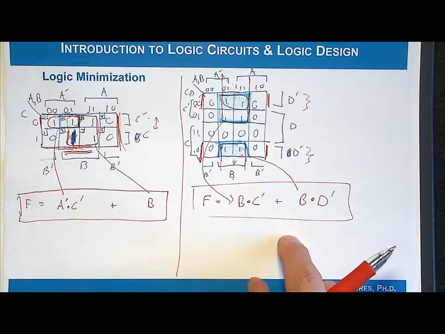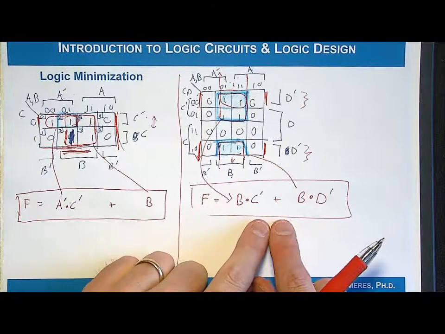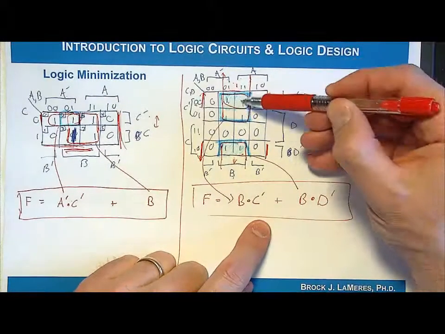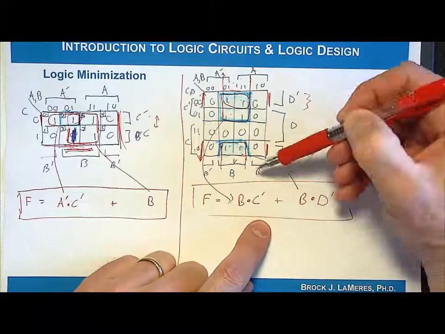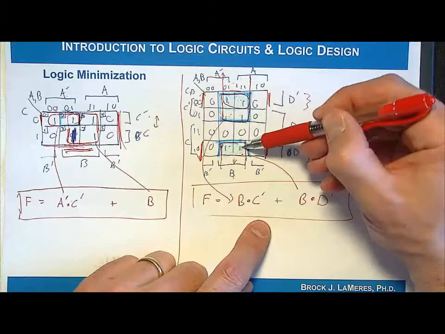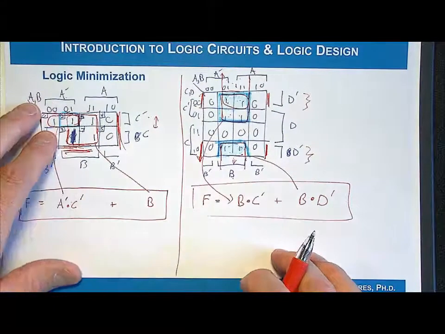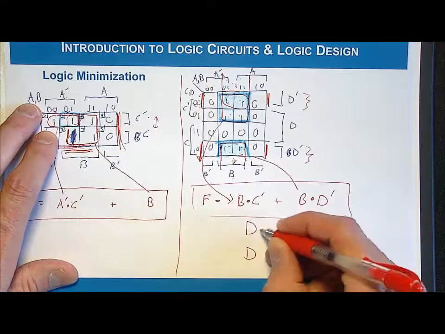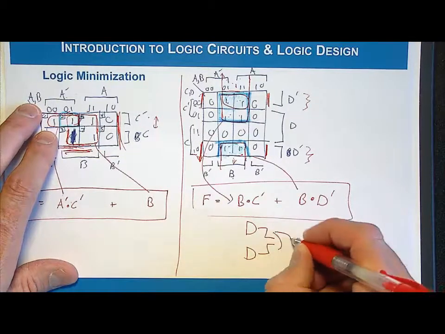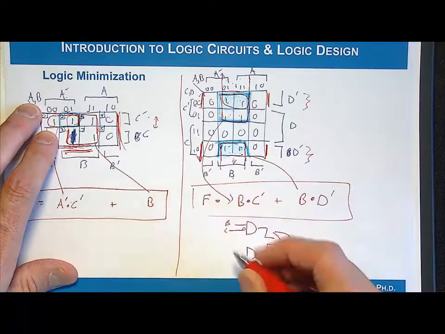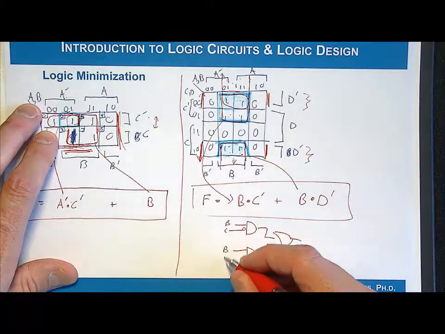Now notice something that's interesting about this. This is a very minimal logic expression, because if I would have done a canonical sum of products, I would have had 6 product terms, each having 4 inputs, and then I would have had a 6 input OR gate. I now have a sum of products, which is simply 2 AND gates feeding into an OR gate that look like this, where I have B and C naught, and then I have B and D naught.